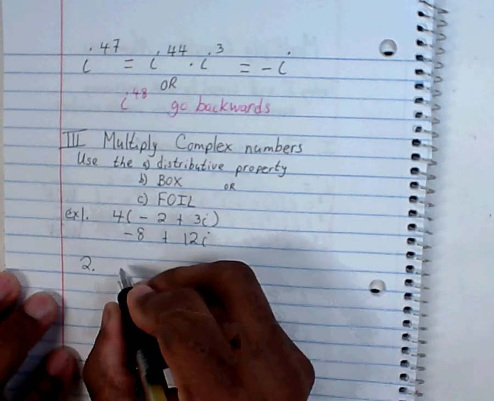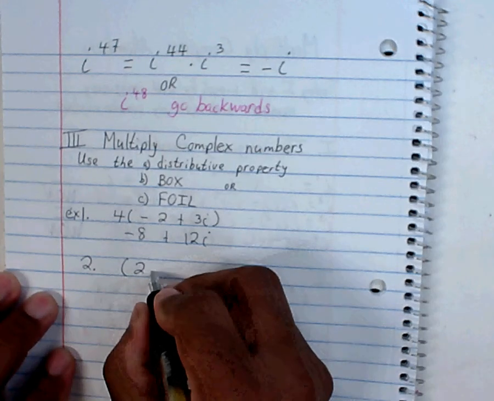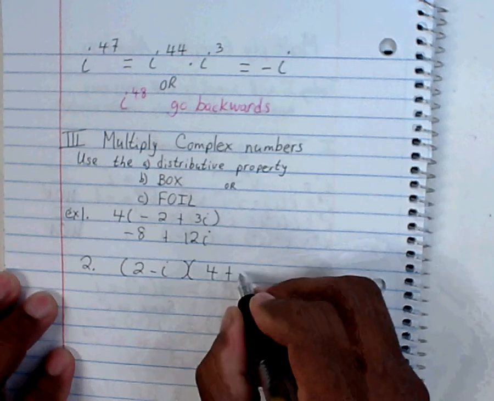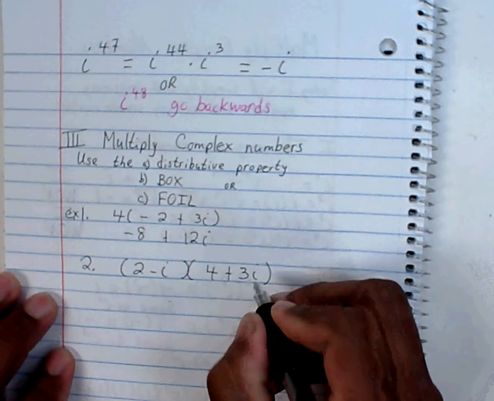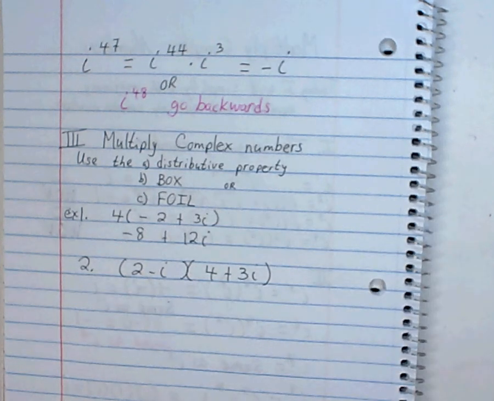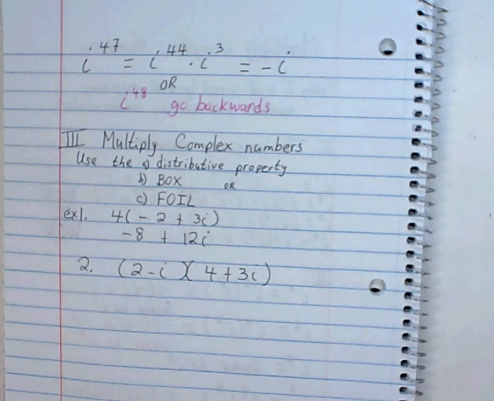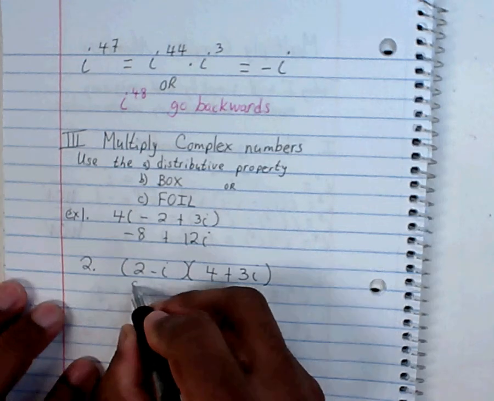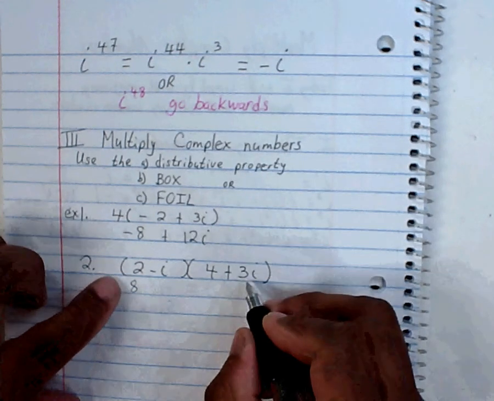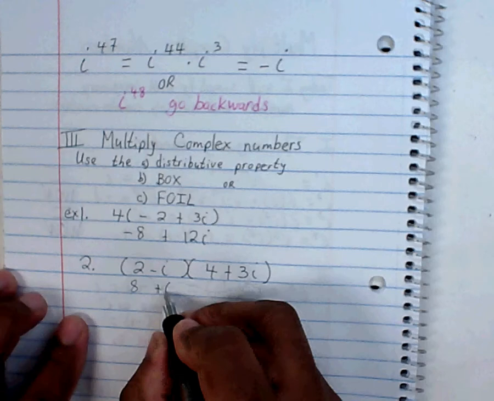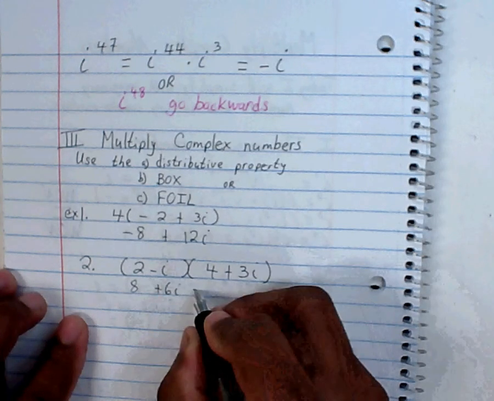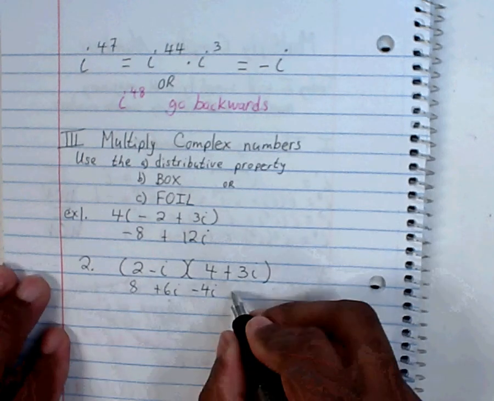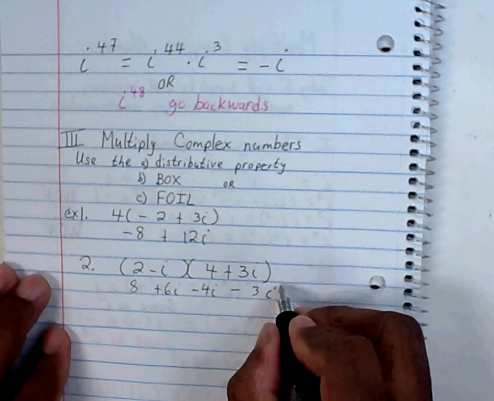Example number 2, we're going to take a binomial, 2 minus i, and we're going to multiply that with 4 plus 3i. And I'm going to choose to use the FOIL method. You may use the box if you would like. And so here we go. We take 2 times 4 is 8. We do the outside. Gives me a positive 6i. Inside, negative 4i. And multiply the two last terms of each of those binomials gives me negative 3i squared.